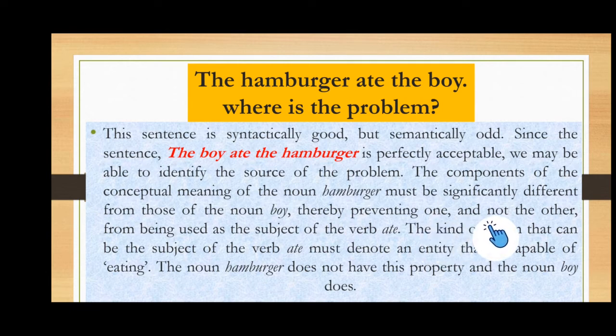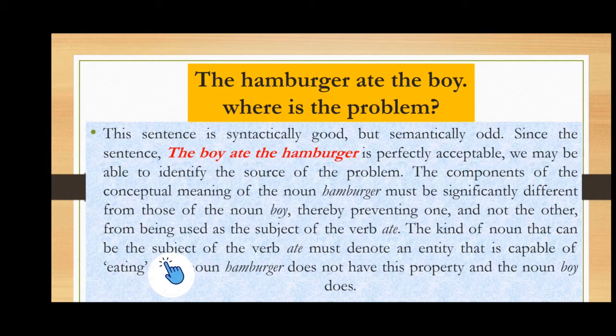It is because of this conceptual meaning that we know which one we can use as a subject and which one we cannot use as a subject. These conceptual meanings tell us that boy can go as a subject in this sentence because a boy has the capability to eat, while the hamburger, which is not an animate object, cannot go as a subject. From being used as the subject of the verb ate, the kind of noun that can be the subject of the verb ate must denote an entity that is capable of eating. So we must put a subject in this sentence which is capable of eating.